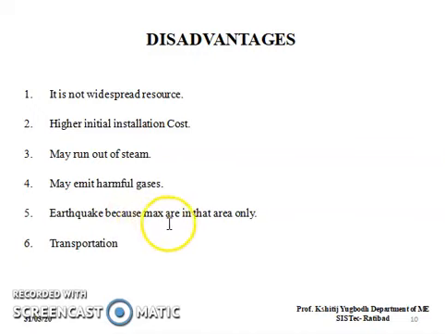Earthquakes, because maximum of these sites are in that area only. All these locations are in earthquake prone zones. So that is also a disadvantage of this particular resource. Transportation is another very big problem, because the point of production and the point of utilization are very far apart, so it can create a problem.